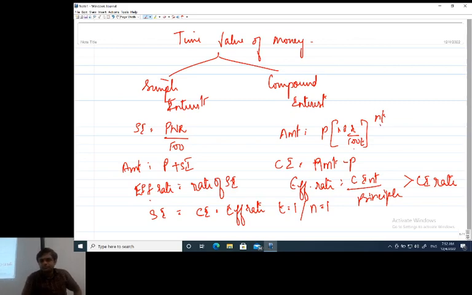NT. T is the number of times interest gets credited. Clear? Okay, can we jump into the problems?